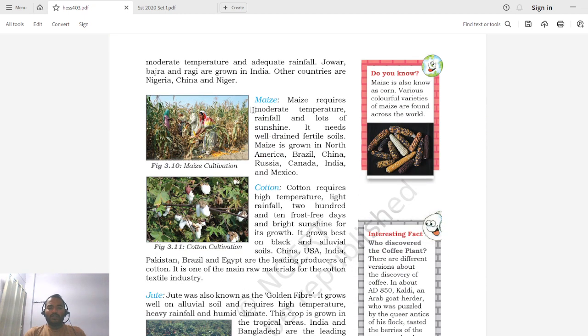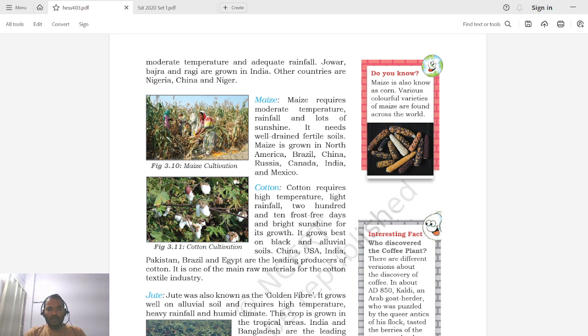So now maize. Maize requires moderate temperature, moderate rainfall, and lots of sunshine. Okay. It needs well drained fertile soil. Again, the soil should be able to drain out the water. It should not hold up water, and the soil should be fertile. Maize is grown in North America, Brazil, China, Russia, Canada, India, and in some parts of Mexico.